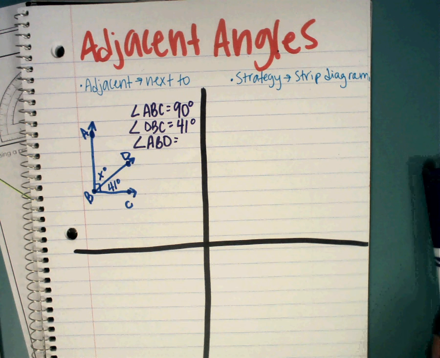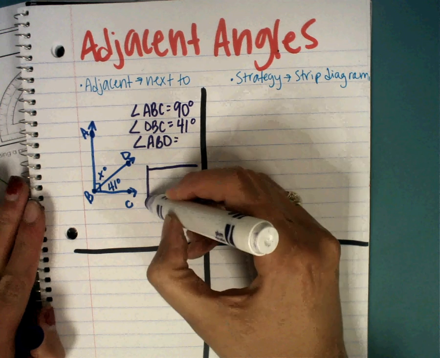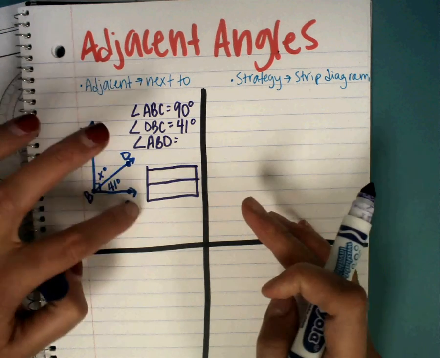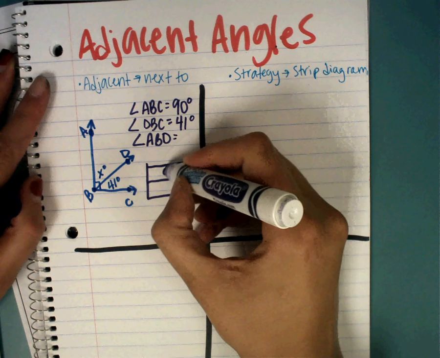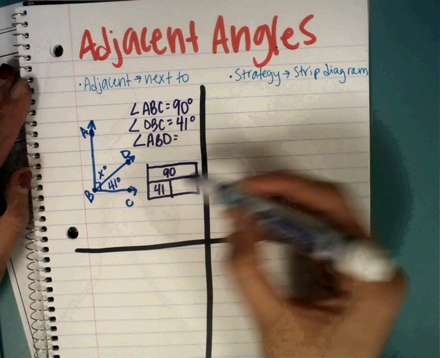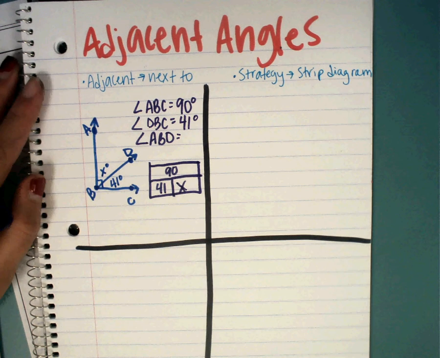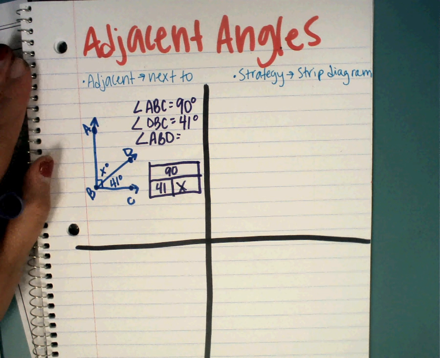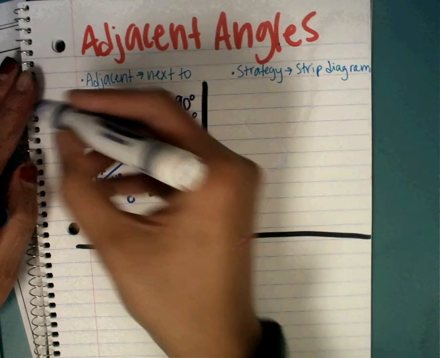Well, the first thing I'm going to do is make a strip diagram. What's my whole? What's this whole angle equal to? Whole angle is equal to 90 degrees. Okay, and I have one of my parts. One of my parts is 41, and the other part, I don't know. It's x, right? So how am I going to solve for x? I have a whole and a part, and I'm looking for the other part. Well, I'm going to subtract, right? We're going to do 90 minus 41.